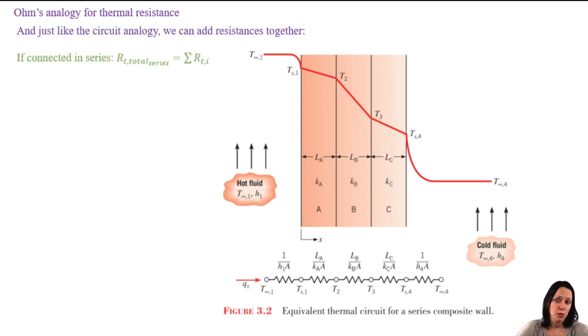We could think of those resistances as resistances in series. The analogy still applies. If connected in series, the total resistance is the sum of the resistances. In this case, we have the sum of the 2 convective thermal resistances and the 3 conductive thermal resistances.